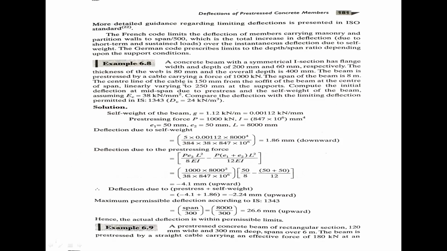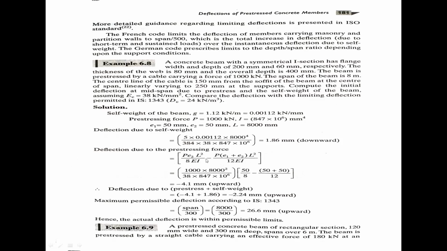In this problem, I have to calculate the deflection at the midspan due to prestress and the self weight of the beam, assuming, and compare the deflection with the limiting deflection permitted. Comparison is very, very important in this problem. You have the self weight acting, the deflection 1.86 mm downwards. Got the value. Deflection due to prestressing force.